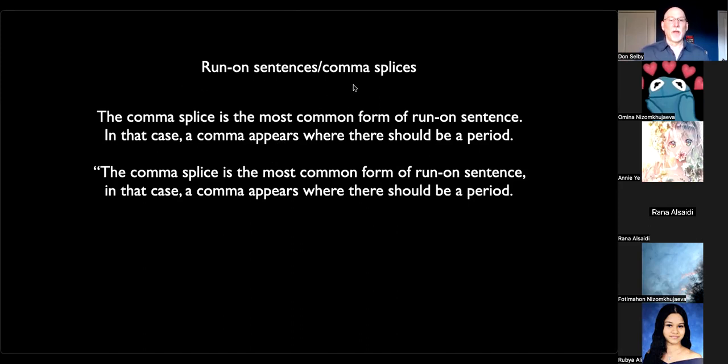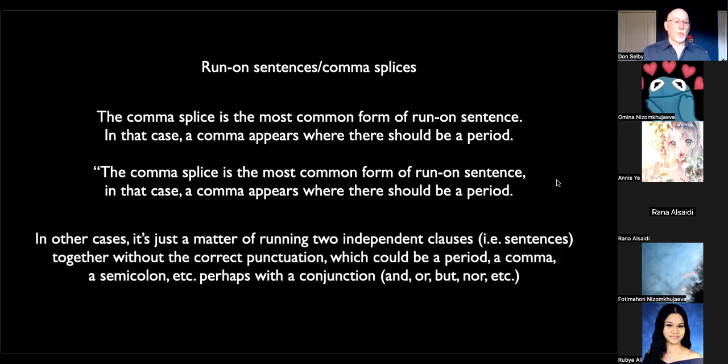Don't worry, that's fine. Okay, so you can see in the second example where the comma occurs after sentence, that should be a period, and then it should be capital I for in. In that case, a comma appears where there should be a period. That's two perfectly good sentences instead of one run-on sentence created by a comma splice.